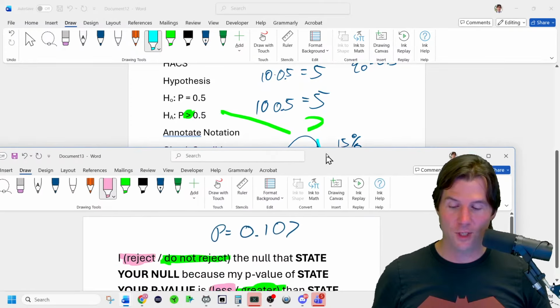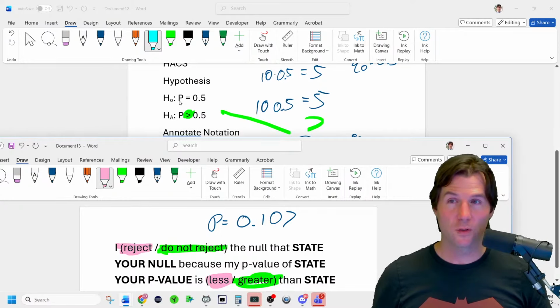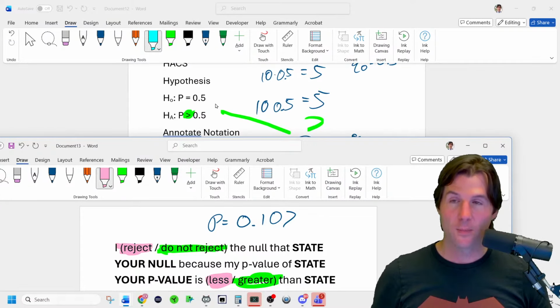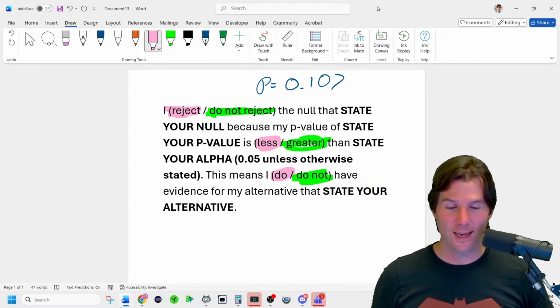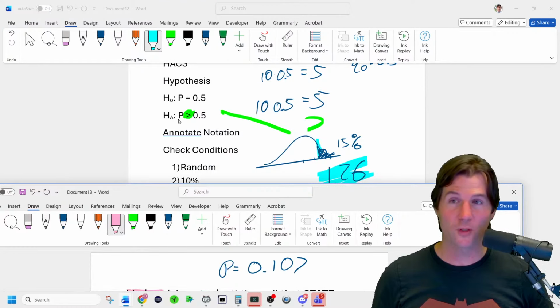I do not reject my null that the true proportion of students who have gone to Taco Bell is equal to 50% because my p-value of 0.107 is higher than my alpha of 0.05. This means I do not have evidence for my alternative that the true proportion of students who have been to Taco Bell is greater than 50%.